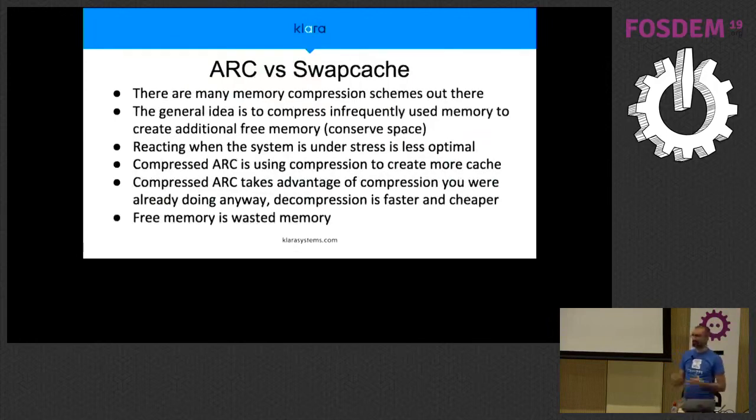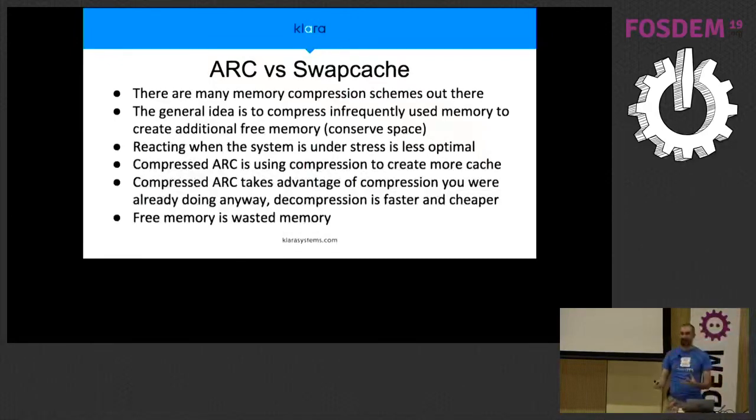And so when I talk about the compressed cache in ZFS, I often get asked questions about comparisons to things like compressed memory and swap cache. And so I thought I'd talk a little bit about the differences there. Most of the memory compression schemes like swap cache that are out there are generally taking the idea of, okay, when the system is running low on memory, we're going to find some bit of data that's in memory that we're not using very much and compress it to free up space to keep other stuff in memory.